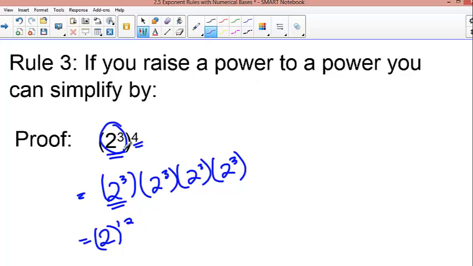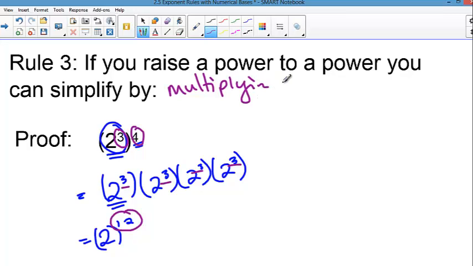Now, an interesting thing you might notice is that 3 plus 3 plus 3 plus 3 is 4 groups of 3, which is basically multiplication, right? So we can simplify by multiplying the exponents. And again, the base remains the same because we have not evaluated. We're just simplifying, okay?